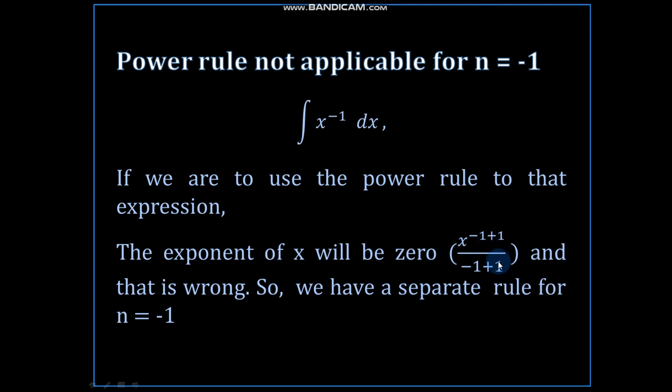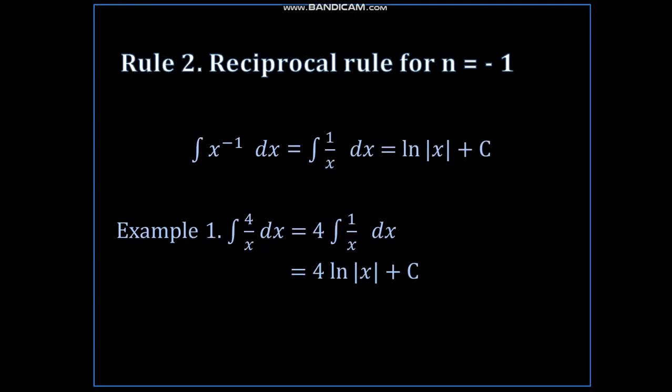And at the same time, yung denominator niya na negative 1 plus 1, pag inadd natin yan, this is equal to 0. So, hindi pwede sa real number system yung denominator na equal to 0. So, hindi applicable talaga yung power rule if n is equal to negative 1. That is the reason why we have the second rule for integration, and we call it the reciprocal rule, only applicable if n is equal to negative 1. So, ito yung itsura niya in symbolic form.